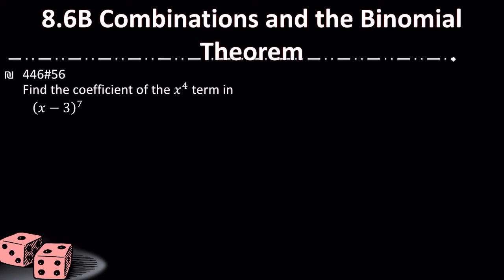All right, what if we don't want the entire thing, though? We just want one of the terms. So number 56 here, we want to find the coefficient in the x to the 4 term. Well, looking at this, a is x, b is negative 3, and n is 7. And our little pattern is nCr, a to the n minus r, b to the r.